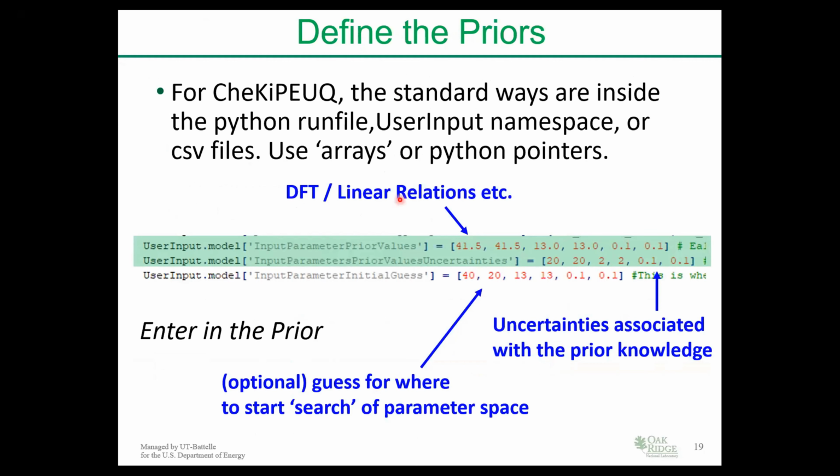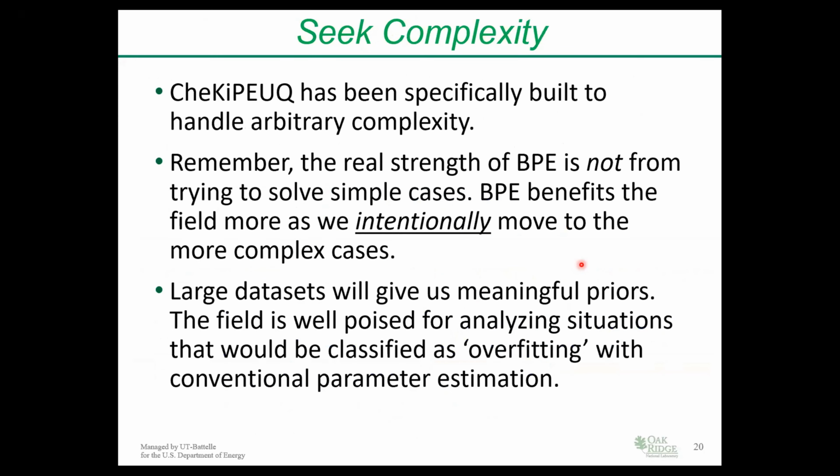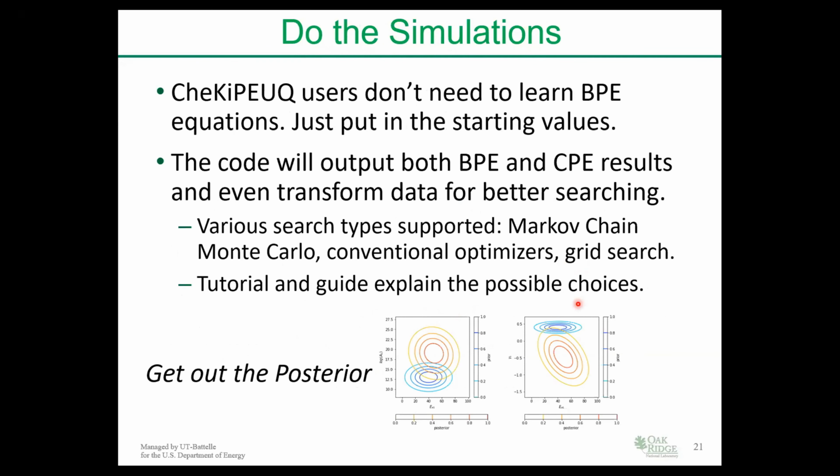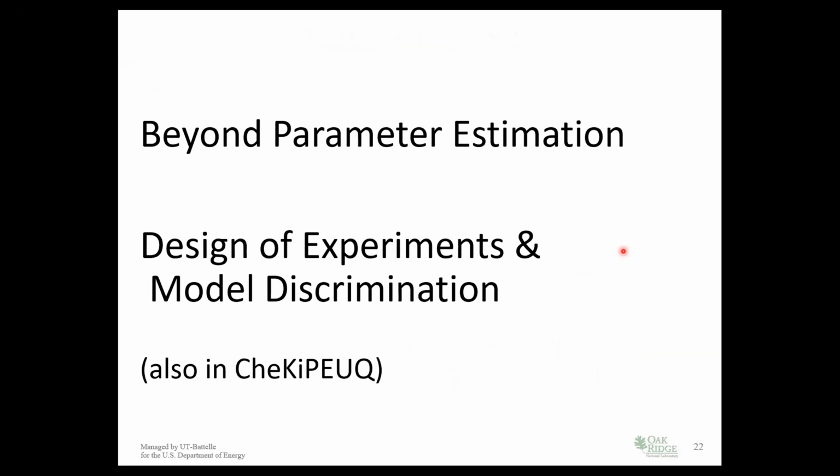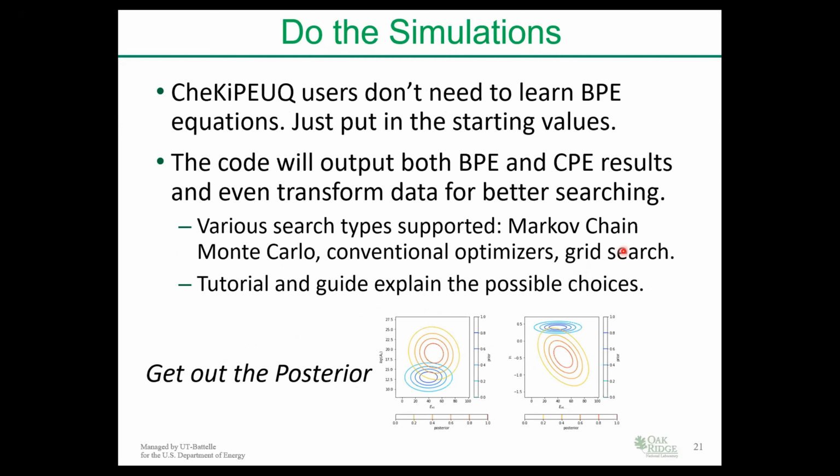You have to define your priors as well, which in this context is going to be your typically density functional theory estimates, but it can be from other relations, etc. The uncertainties associated with them. And I should emphasize again that we do want to encourage complex problems because that's where BPE works well. And larger data sets that exist today in the literature and are being developed will give meaningful priors to put into that previous step. Finally, we do the simulations. We get posteriors out of the software. Right, and that's the whole process in a nutshell.